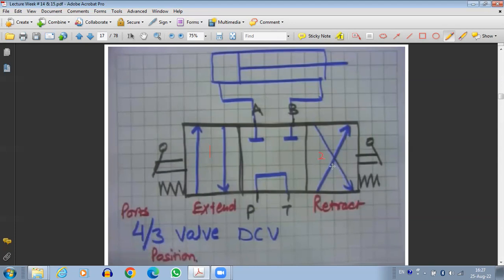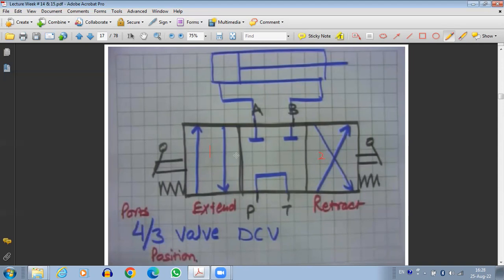And the third position is when we neither want it to extend nor retract, rather we want it to stay at the same position as it is. In that case, we are going to connect P directly to T. And ports A and B will not be connected at all. So they will be blocked. In that case, neither can the fluid leave the cylinder nor enter the cylinder. And so the position of the piston would remain the same.